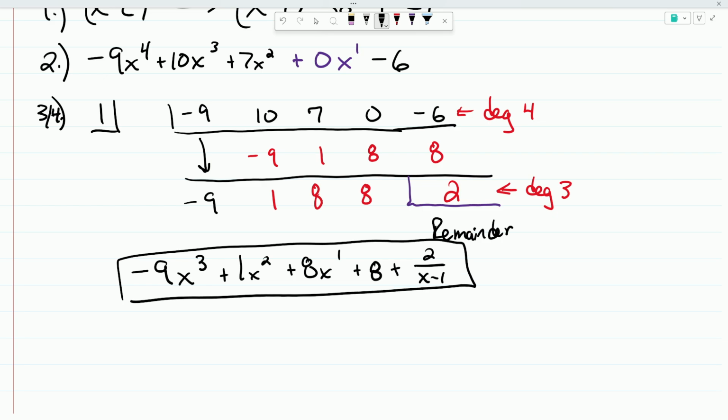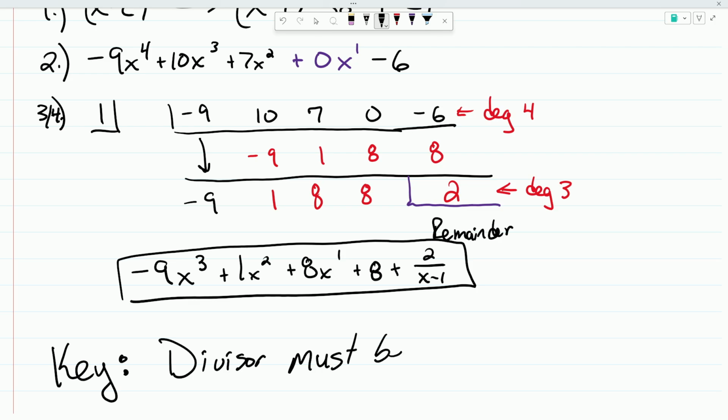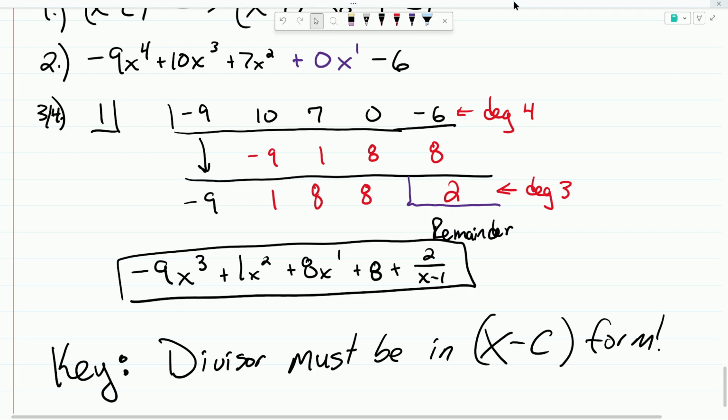And that's it. This is how synthetic division works. I hope you can appreciate, like I said, just how fast this is. Now you don't have to use synthetic division anymore. The key, all right, this is the key. Our divisor must be in x minus c form. If you do not have your divisor in x minus c, you cannot use synthetic division.